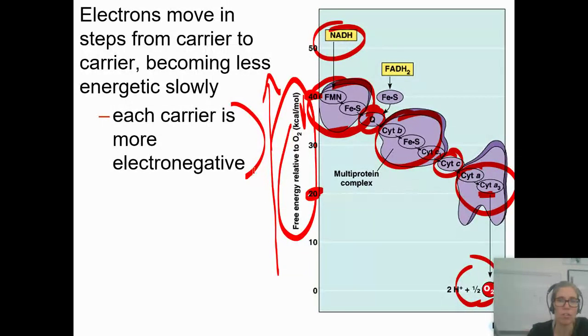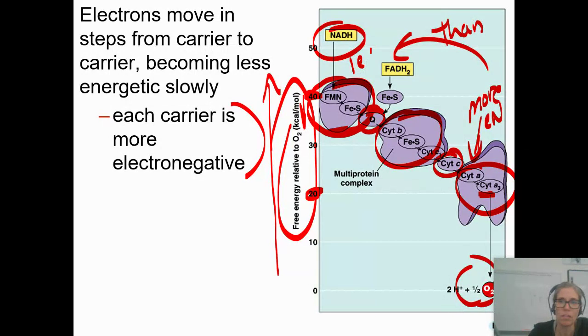So each carrier is more electronegative, which means they're holding the electrons tighter to themselves. So this one is more electronegative, more EN for electronegative, than this one, right? This one is less electronegative. So if you're more electronegative, you hold the electrons in tighter, which means they're at a lower energy level, or at least tighter, closer to the nucleus, which means they actually have less energy.